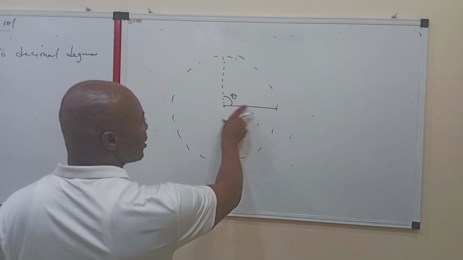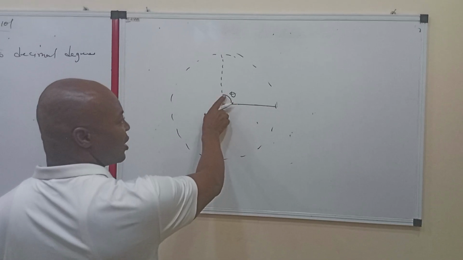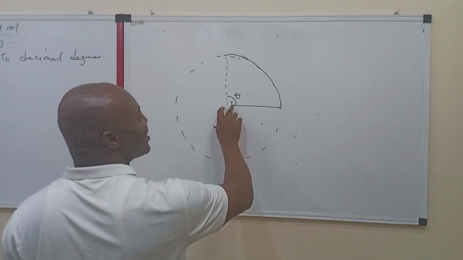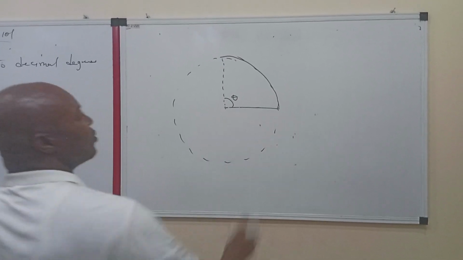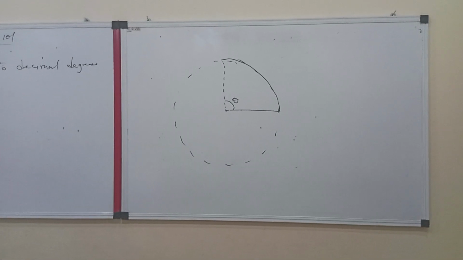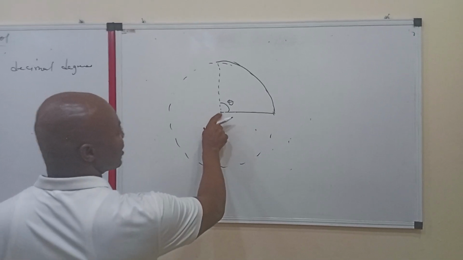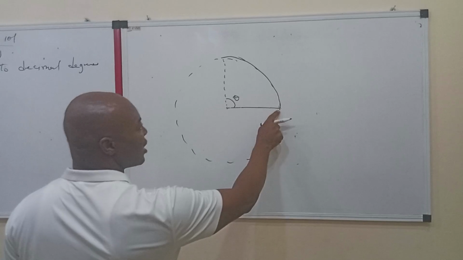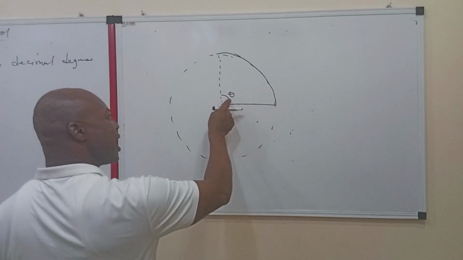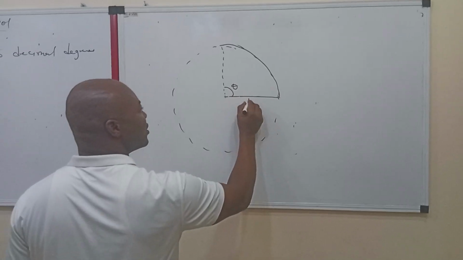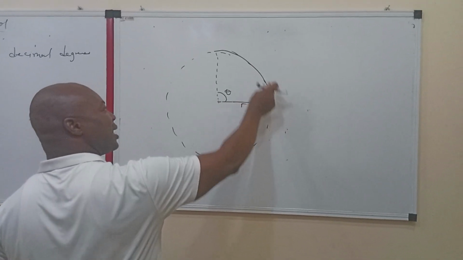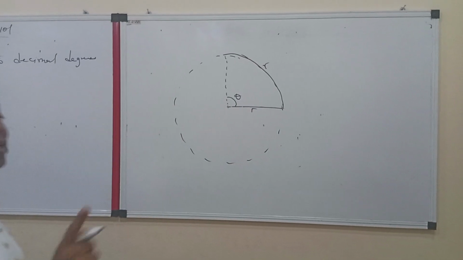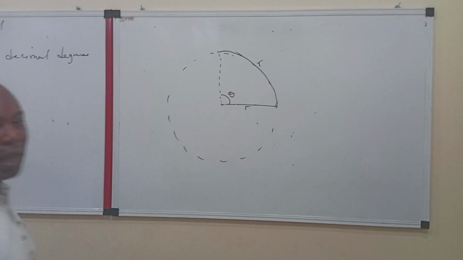But if the length of the arc subtended, from here to here, is the same as the length of the radius r, then we say that it has made 1 radian. That is, if the length it has moved is also equal to r, then we are saying that it has made 1 radian.